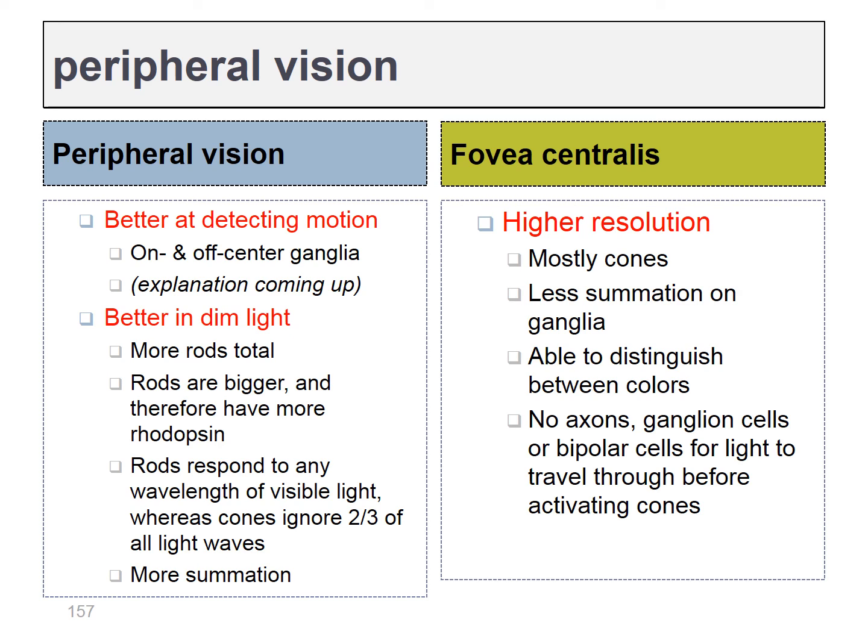On the other hand, if you want to get color information, you need to focus on that object. And if you want high resolution, you need to focus on that object. We cannot read using our peripheral vision. For that, we must focus on just a few letters at a time using the fovea centralis, which is mostly cones, and they are wired up to the ganglion cells in a 1-to-1 conformation, which means they're less sensitive, but that higher resolution means we get less blurriness when we do see objects.